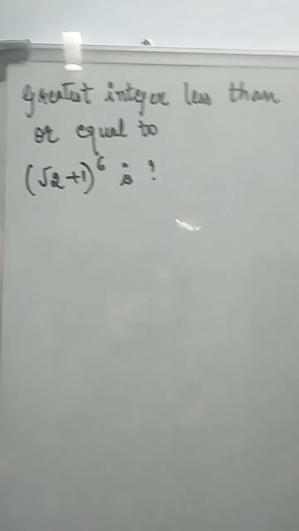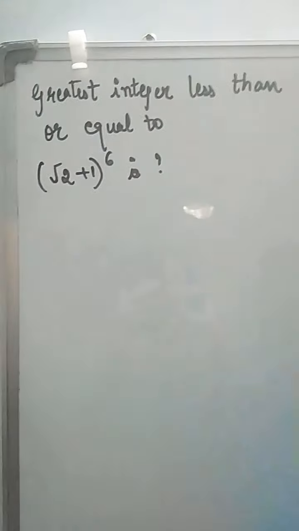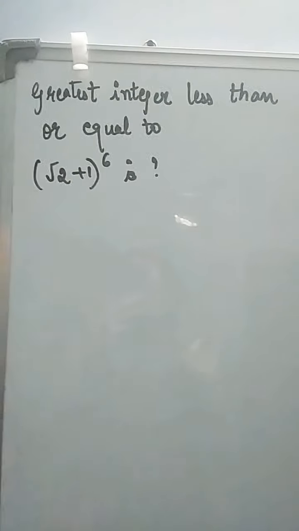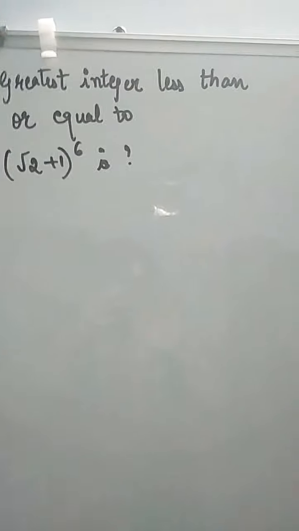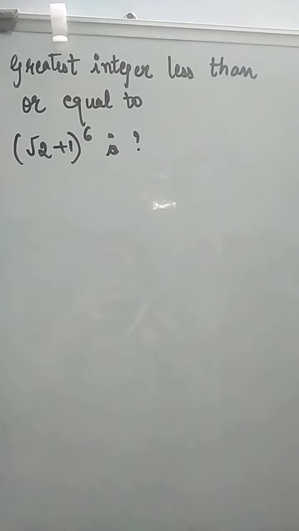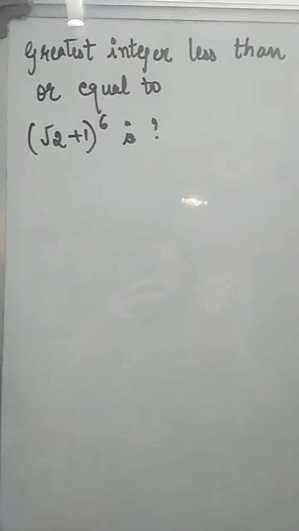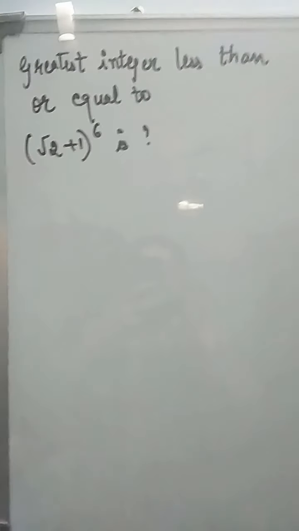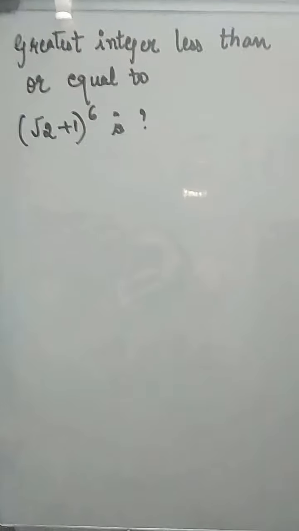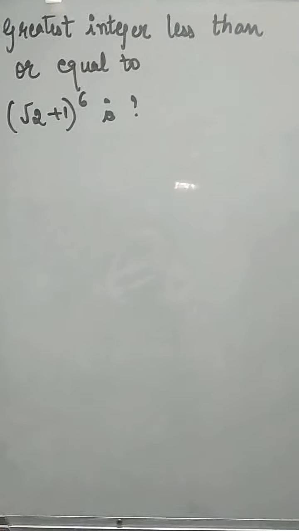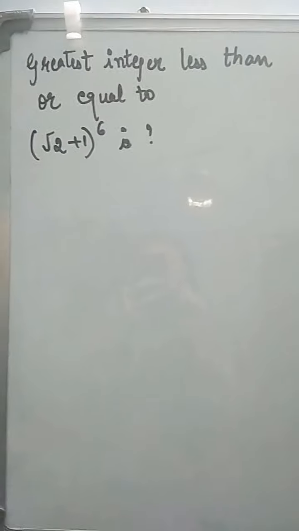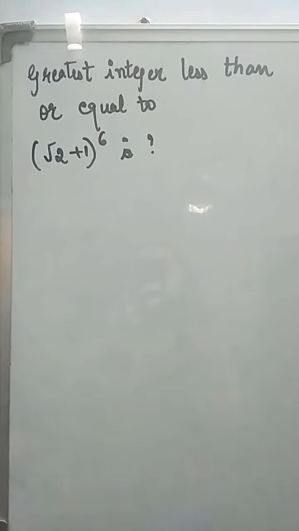Okay, so the question is that we have to find the greatest integer less than or equal to this. We know what the greatest integer is. It is the integer which is less than the given value. For example, if I give you 2.something, then my greatest integer for that will be 2. So it will always be an integer, only an integer, which will be less than your given number.